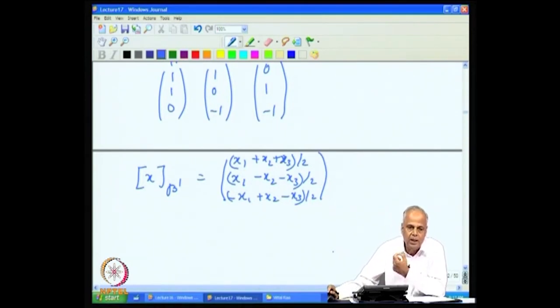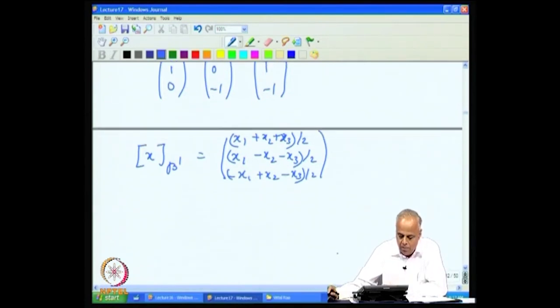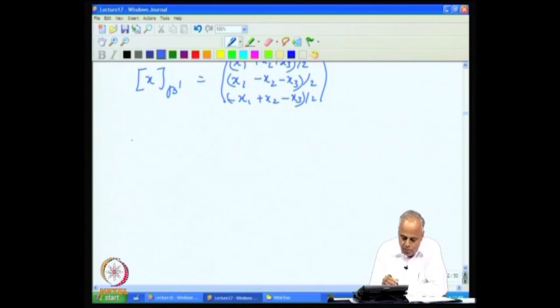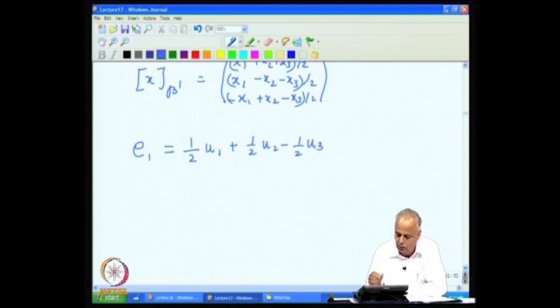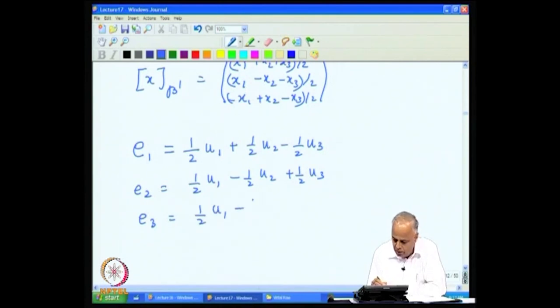Let us look at the connection between the basis B and basis B prime. Now, for that we look at the first vector in the B basis and try to represent it in terms of the B prime basis. It turns out we can see easily that half u 1 plus half u 2 minus half u 3 is e 1. Similarly, e 2 is half u 1 minus half u 2 plus half u 3, and e 3 is half u 1 minus half u 2 minus half u 3.